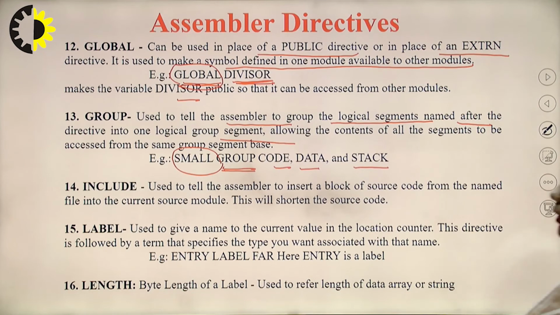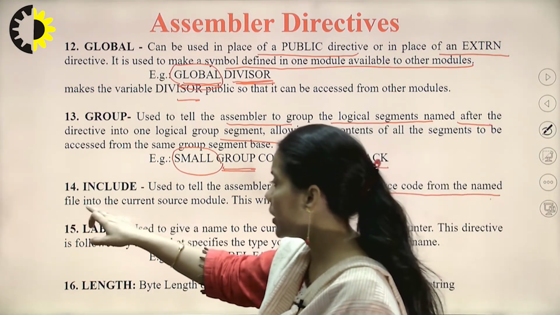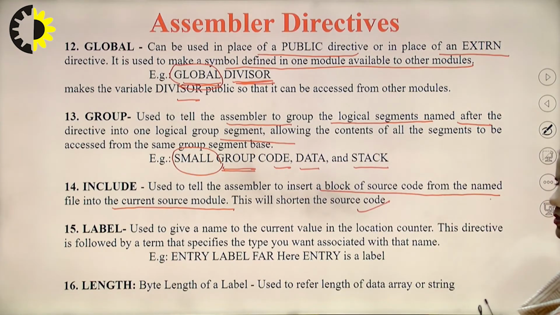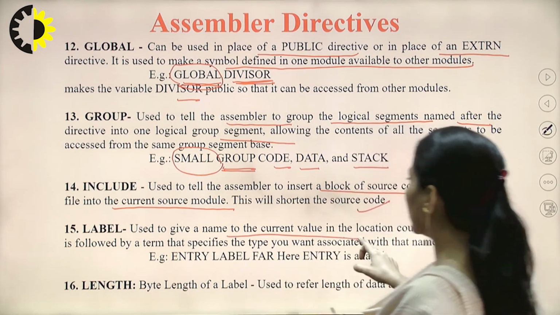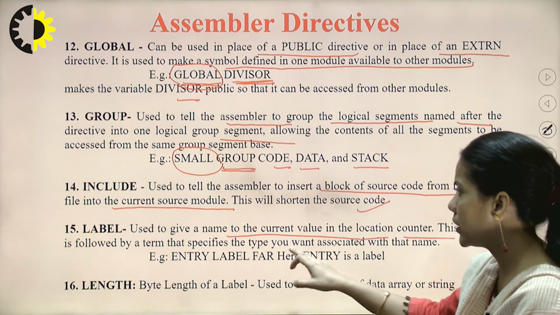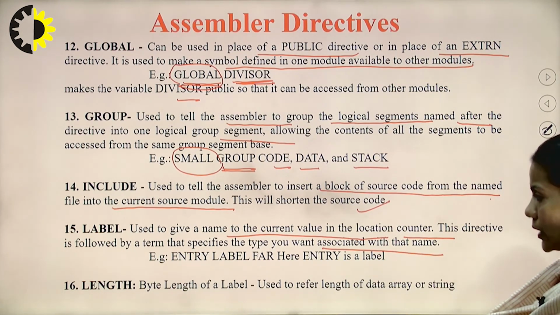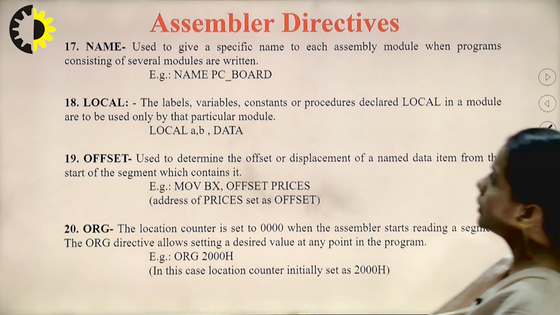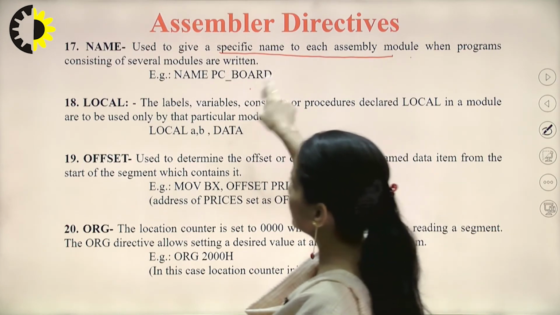INCLUDE is used to tell the assembler to insert a block of source code from the named file into the current source module. This will shorten the source code. So in this way we can include external files. LABEL is used to give a name to the current value in the location counter. This directive is followed by the term that specifies the type you want to associate with that name. LENGTH tells the byte length of the label. NAME is used to give a specific name to each assembly module.